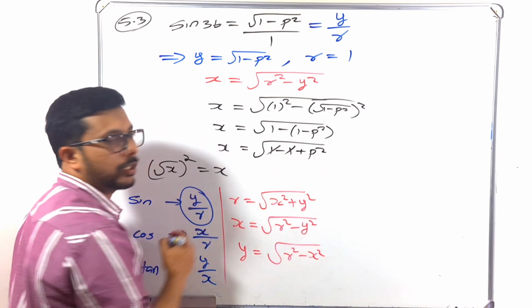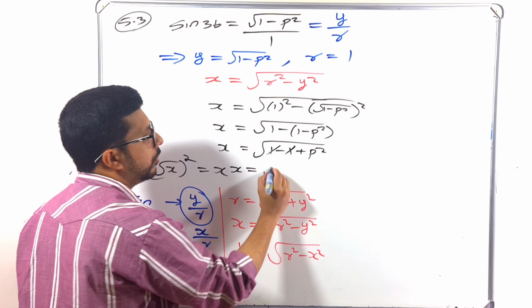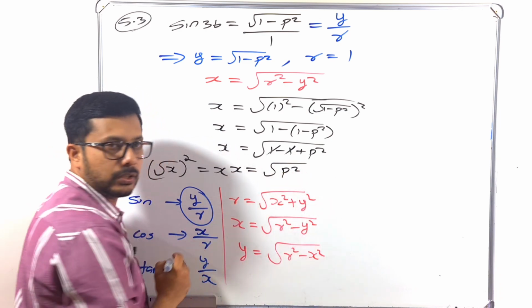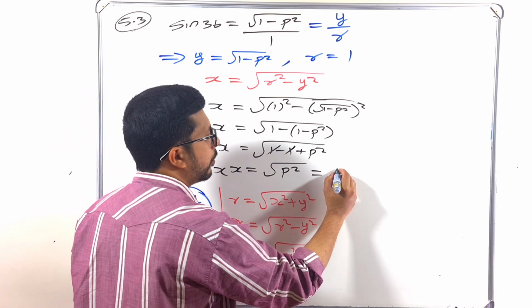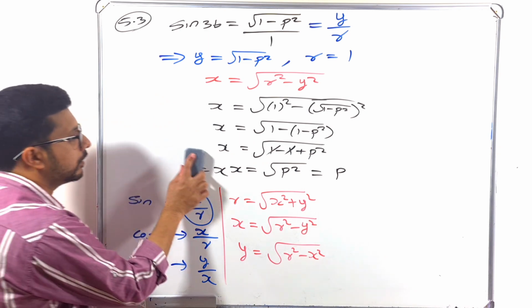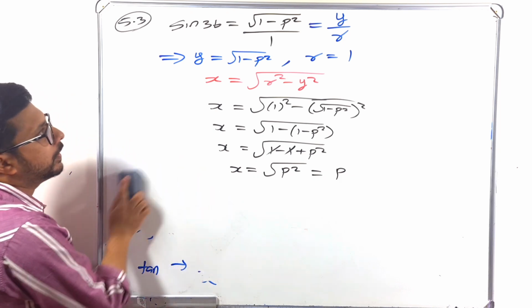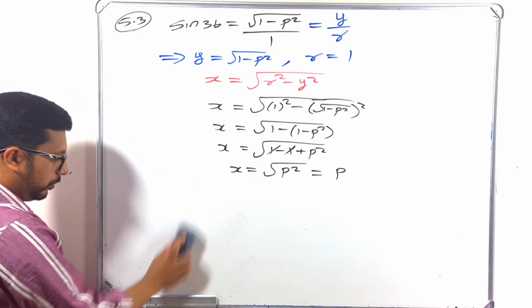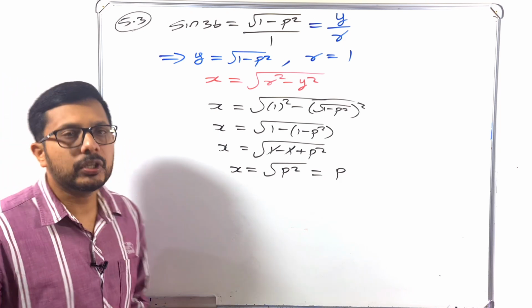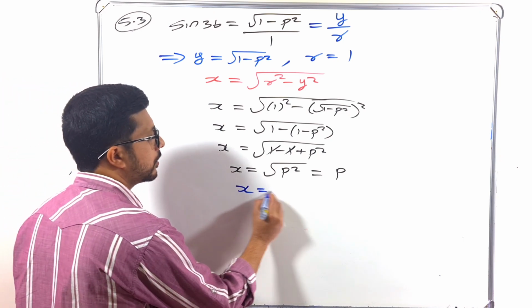So this minus 1 and minus 1 you can cancel. So what is x? X is equal to root of p square. Root of p squared is p. So the value of x is p. Now we know all the values. Let me write x is equal to p.